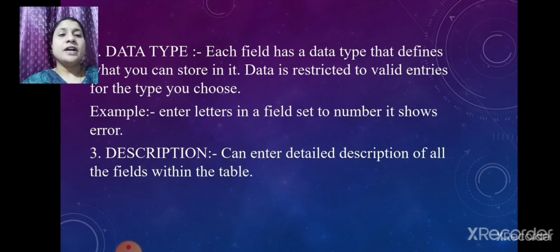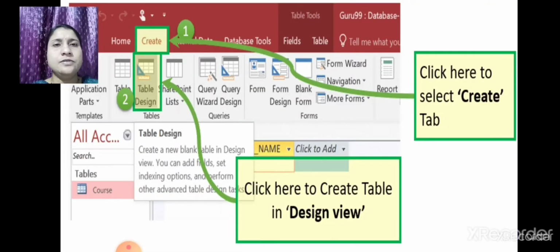Description, so you can enter a detailed description of all the fields within the table. If you want to give a description about that field, you can write it within that table. So like this, in three parts this design view is divided. First is field name, second data type, and third is description. Getting this? Yes? Okay.